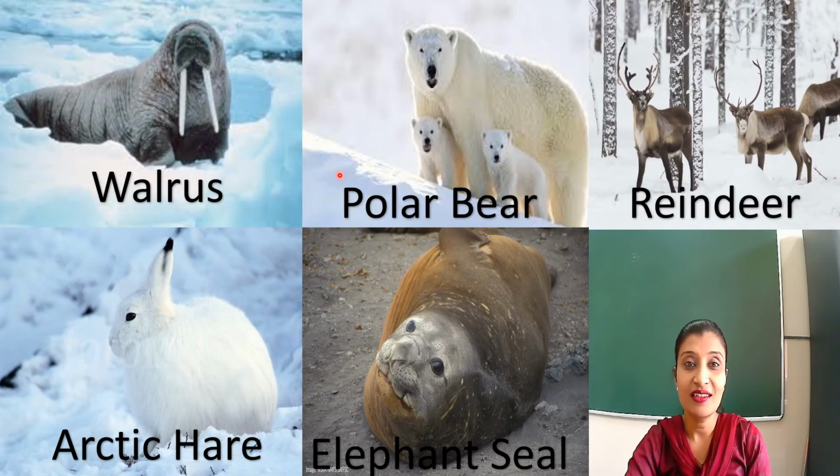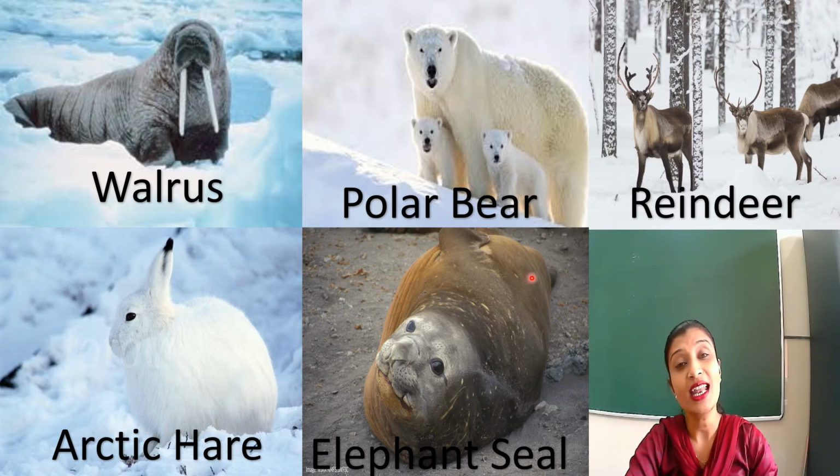Look at these pictures, children. These are the animals in the frigid zone. Walrus, polar bear, reindeer, Arctic hare, elephant seal. You all know, children, some animals go in hibernation. Hibernation means they sleep throughout winter. And some birds migrate, means they travel from one place to the other when the season changes.